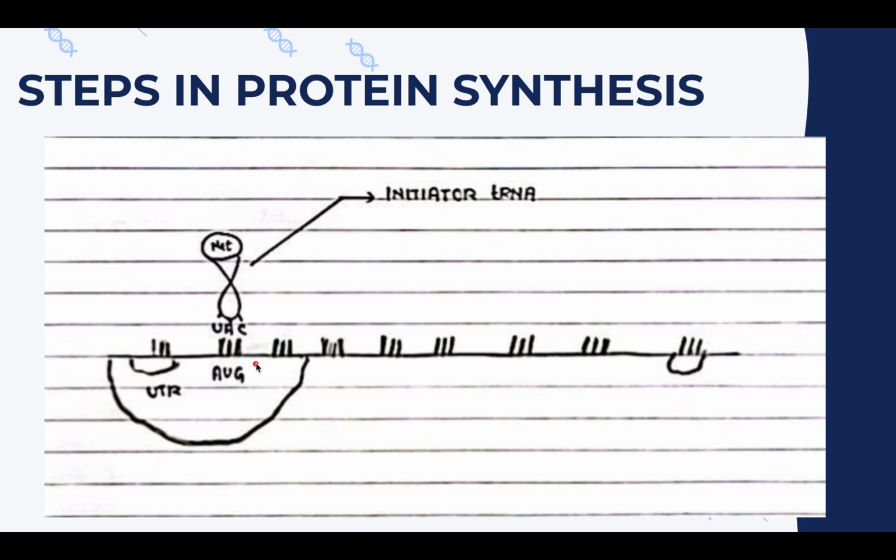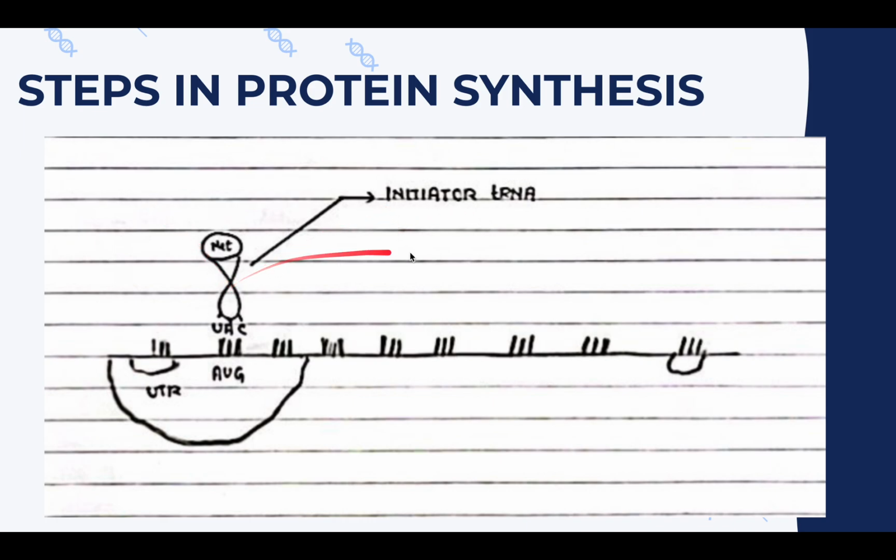So the next step, after the small unit has joined, is the first tRNA, the initiator tRNA. Also, I would like to say that this first tRNA is called the initiator tRNA, but throughout the video I will be calling it tRNA one. So this is the first tRNA, followed by the second, third, fourth, fifth, for ease of explanation.